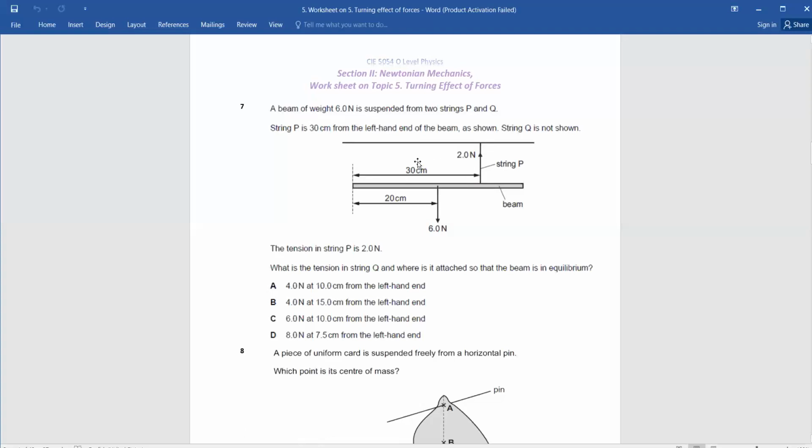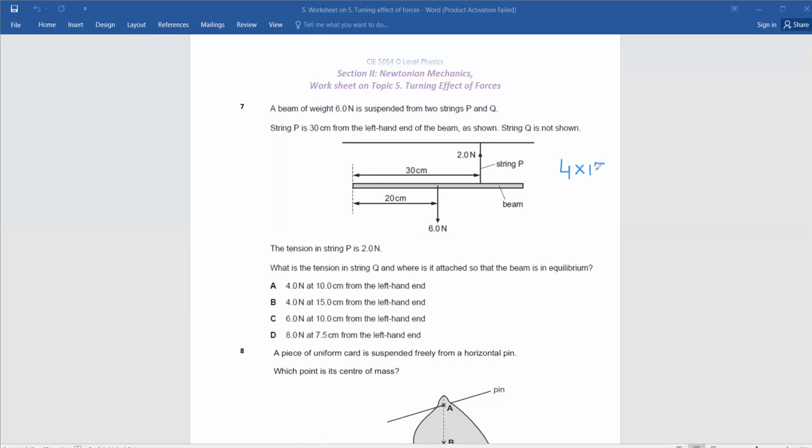And the one which is 2 Newton, it is upwards. We are having the distance 30 centimeter. That one is anti-clockwise. So how much is it? 60, right? Yes. 60 Newton centimeter. So we need another 60 Newton centimeter, right? Anti-clockwise. So if you are trying to get 60, then that should have 4 multiplied by 15, right? Yes. And that will make 60.